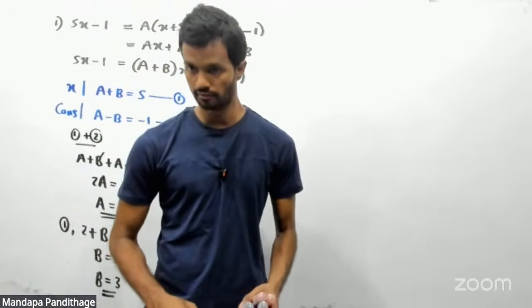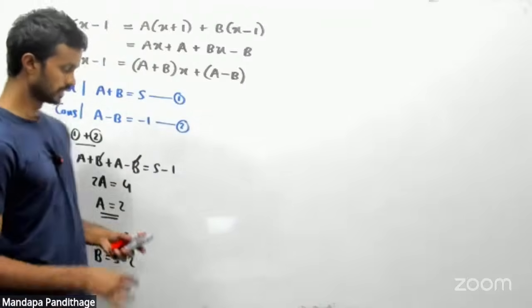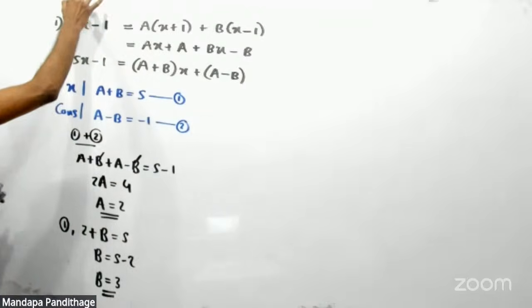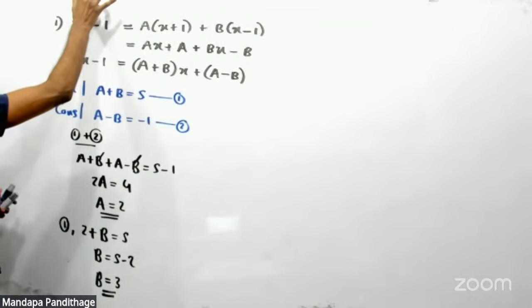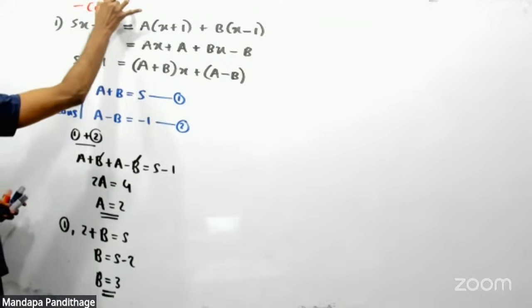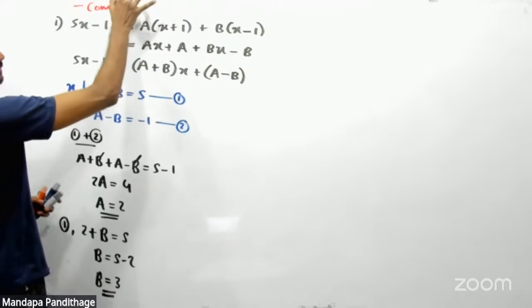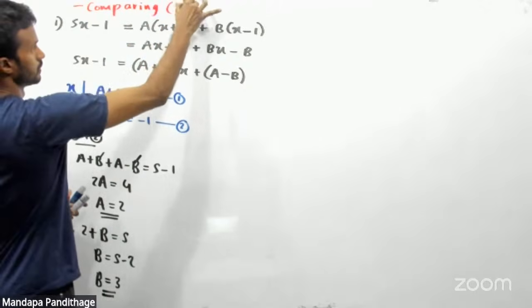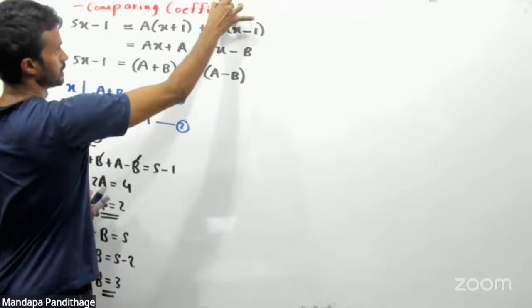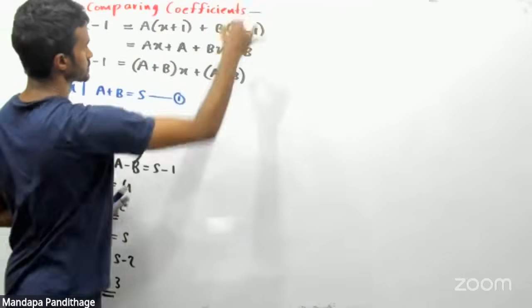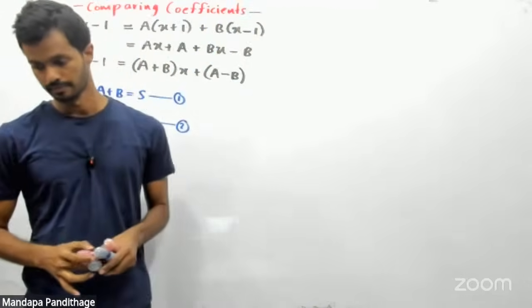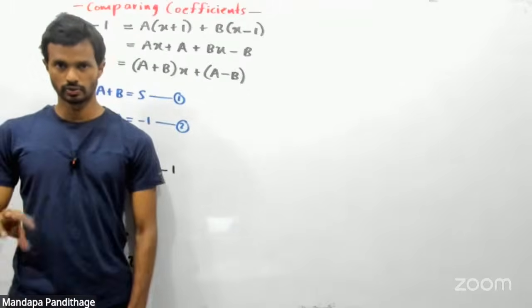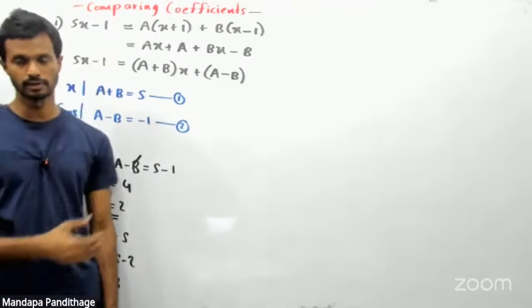Then put a dash inside two dash marks, write comparing coefficients. Don't underline, just using a red pen, write inside two dash marks, comparing coefficients. I'll be doing another question so you can understand this. For now, do this. I'll explain the second one too.